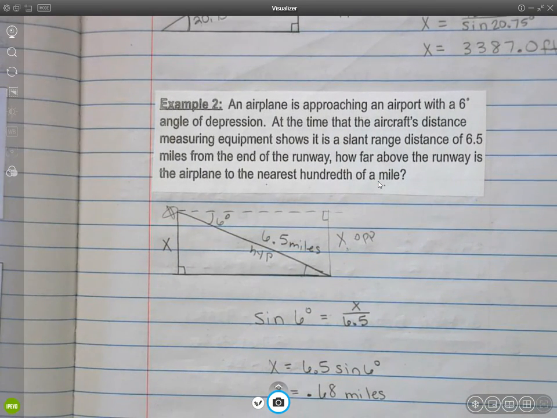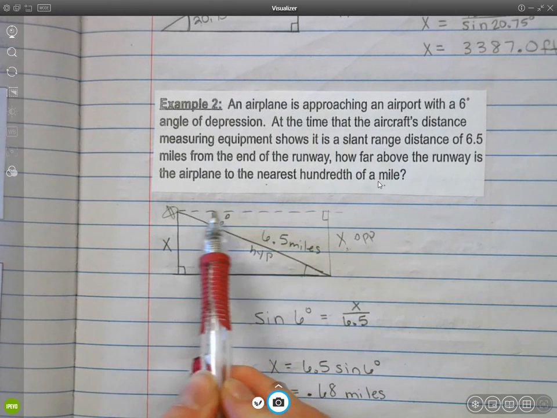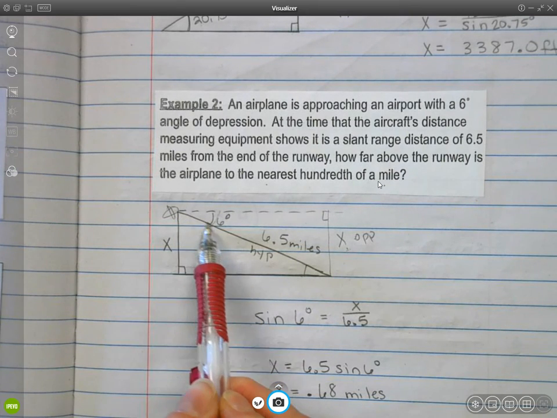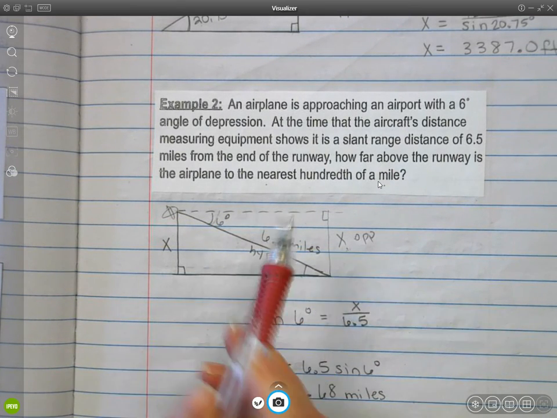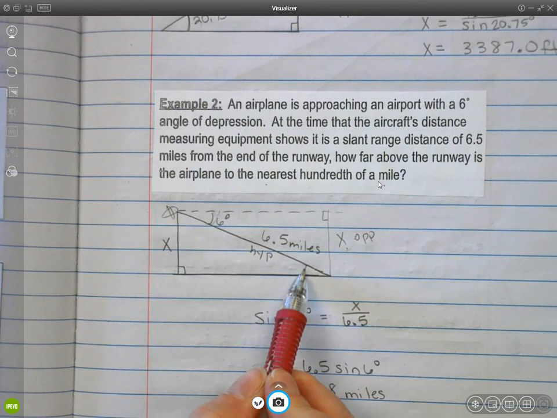An airplane is approaching an airport with a 6-degree angle of depression. At the time, the aircraft's distance measuring equipment shows it is a slant range distance of 6.5 miles from the end of the runway. How far above the runway is the airplane, to the nearest hundredth of a mile? All right, so you have an airplane in the air. It has a line of sight here. They told you that its angle of depression is 6 degrees, so it's flying down to make a landing. Well, if this is 6 degrees, then the angle from the ground looking up at it is also 6 degrees.